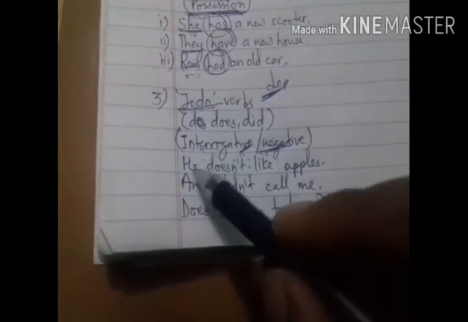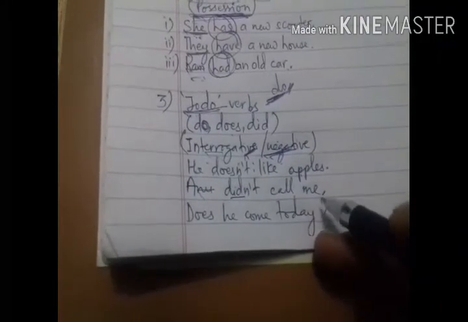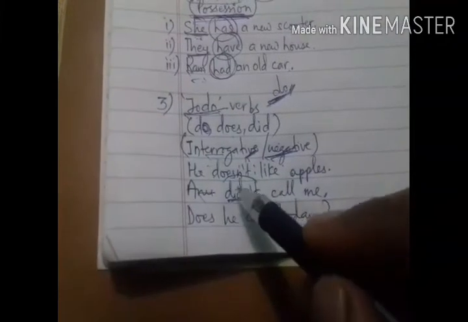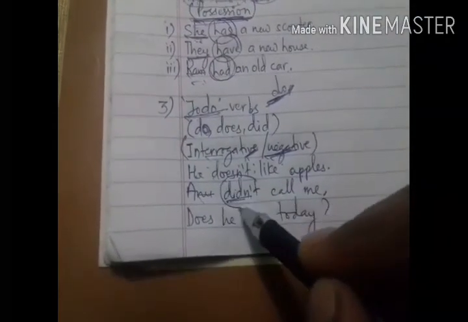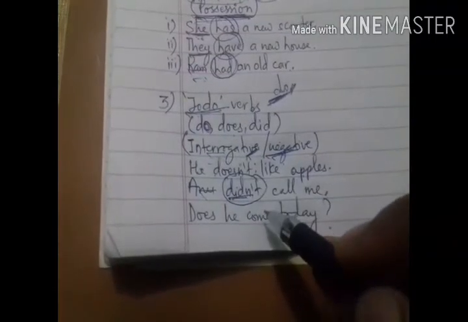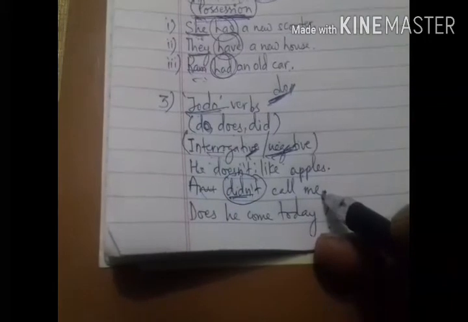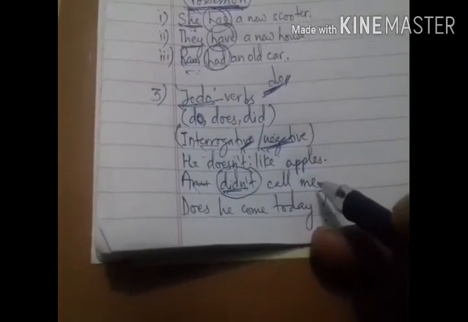Like this. See, Anu didn't call me. See, Anu called me is simple past tense. So negative will become Anu didn't call me. Understood? Otherwise, in interrogative we can write didn't Anu call me, or didn't Anu call you, like this.